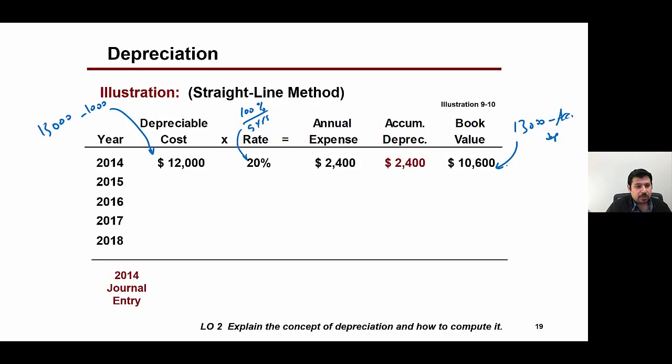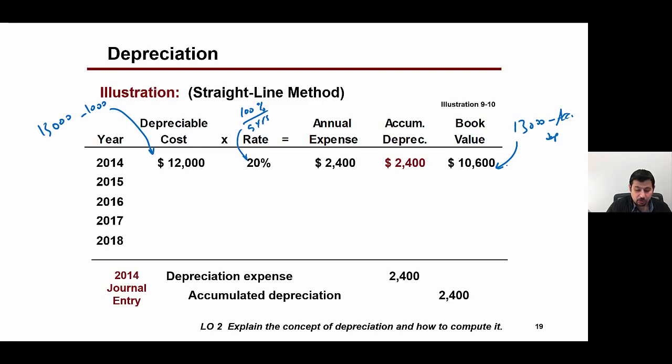For the second year, again, it's the same amount. So here for the journal entry, like we did before, the company will debit depreciation expense and credit accumulated depreciation 2,400. This is the adjusting entry at the end of the accounting period.